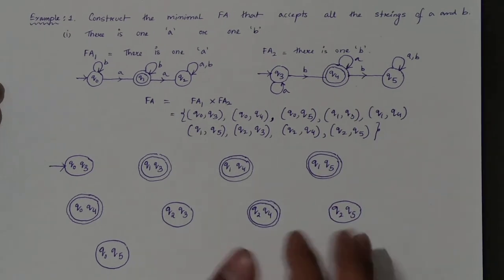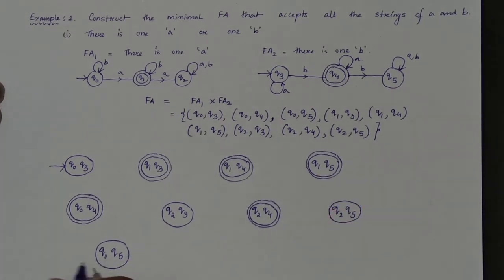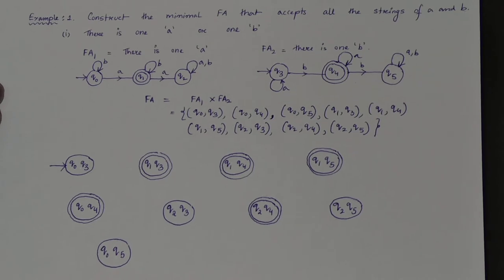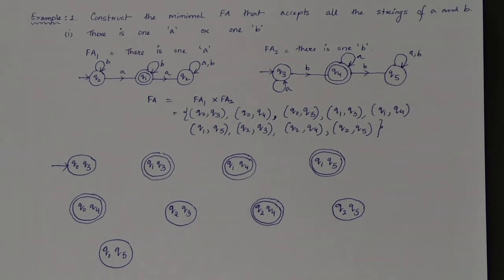And then finally, Q2, Q5 is not a final state. Q0, Q5 is also not a final state. So these are the five final states: 1, 2, 3, 4, 5. Okay, five are the final states. Now I'm done with the states. Now I will try to draw the transitions. Okay, how to draw the transitions?